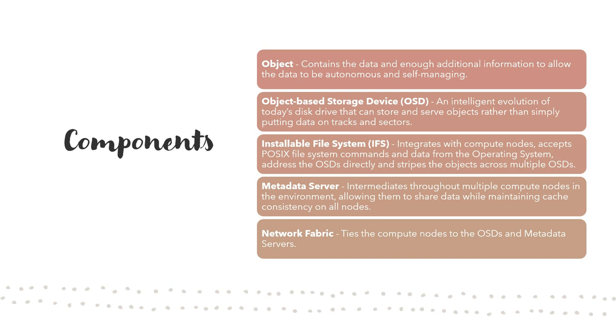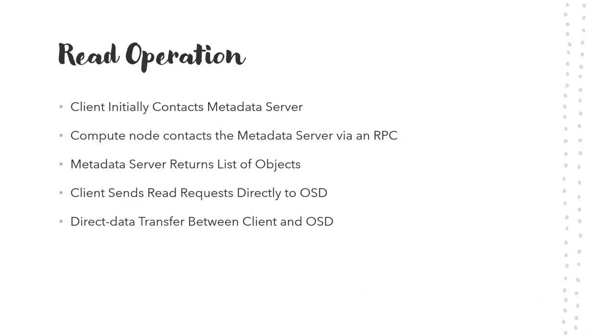So if you look at all the components internally, object-based storage has components like the object, the object-based storage device, the installable file system, the metadata server, and the network fabric. Let us see how a read operation would happen. The write will also happen in a similar fashion.